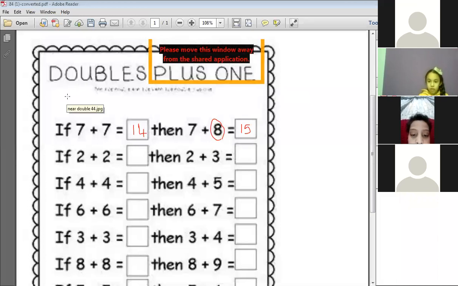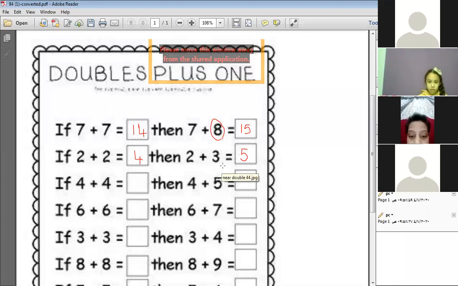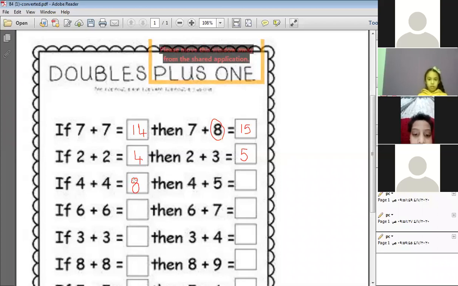Okay, let's complete. If 2 plus 2 equals, you know that the double of 2 is 4, right? Then 2 plus 3, we will add 1 on the 4, so it will be 5, because this 3 contains 2 and 1. Okay, 4 plus 4, double of 4 is what? 8. Then 4 plus 5, I will add the 1 on the 8, so it will be 9.